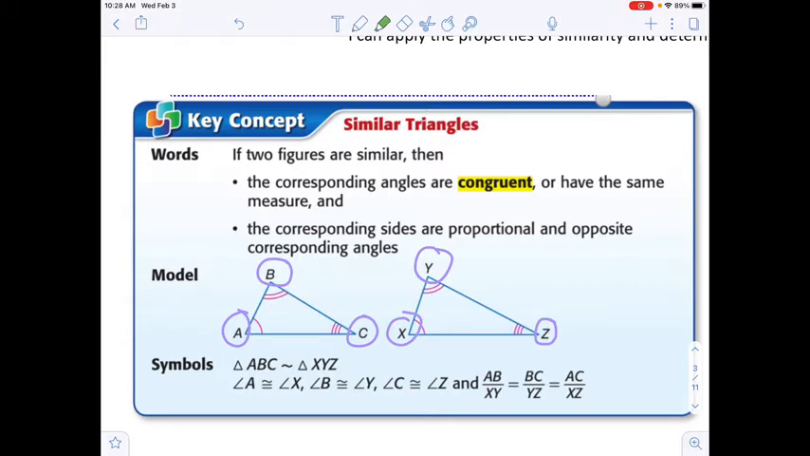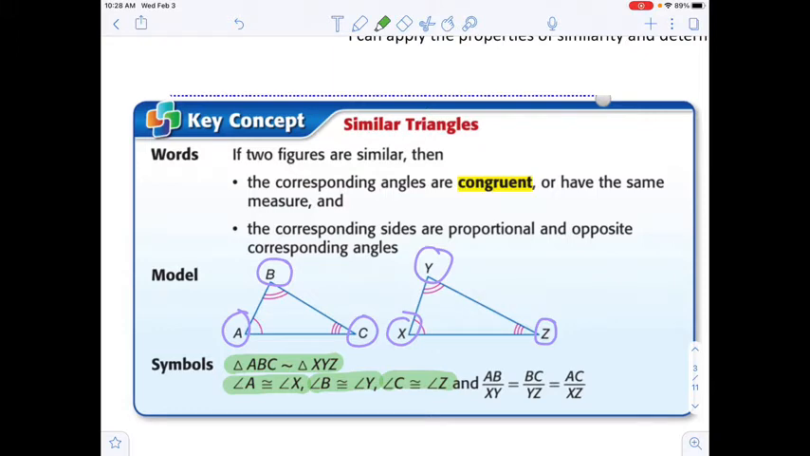So it says when triangle ABC is similar to triangle XYZ, angle A is congruent to angle X, which means they have the same measure. Angle B is congruent to angle Y, and angle C is congruent to angle Z. So if I were you, I would copy down what I have here highlighted in green. And then the second part of that says the corresponding sides are proportional.